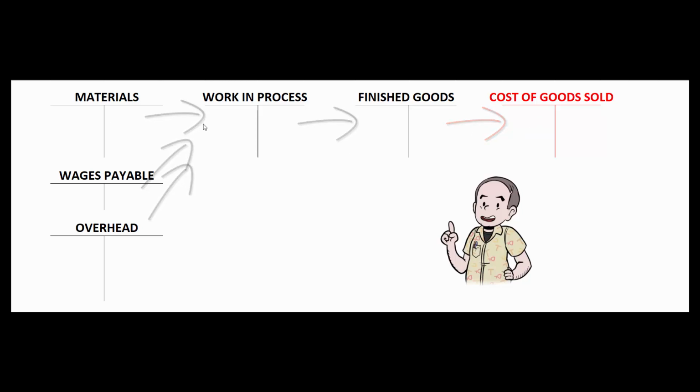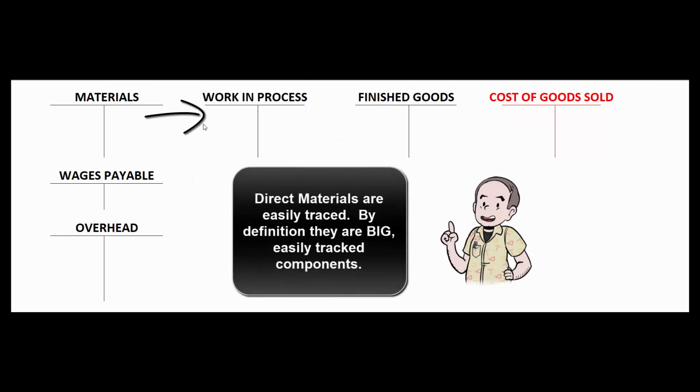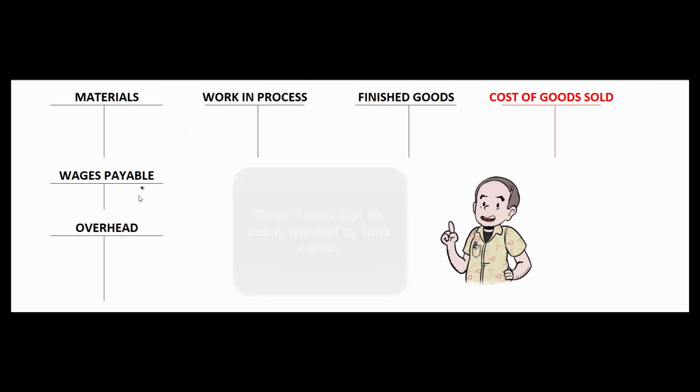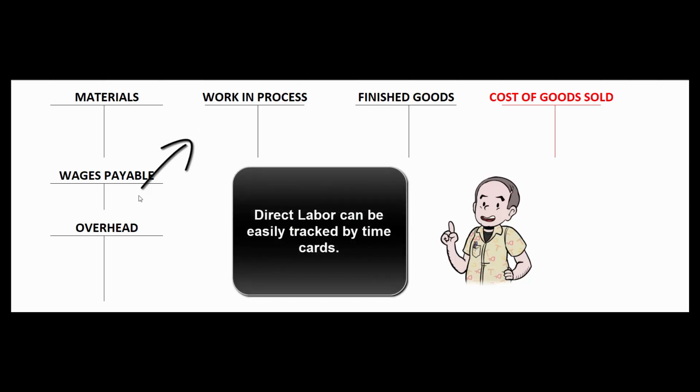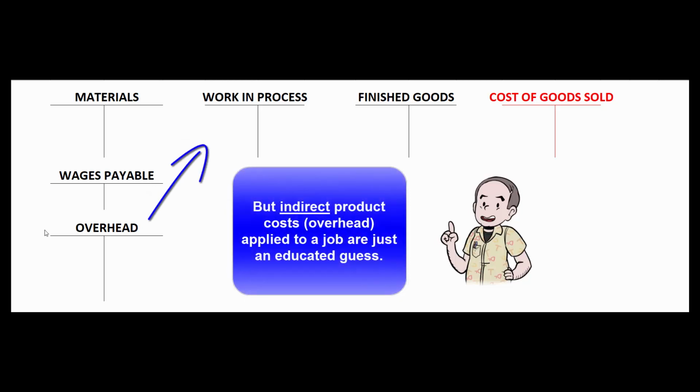It's easy to track materials because those are big pieces that are easily traceable to our final product. It's easy to track wages because we can look at our time cards of our workers and figure out what job they worked on. The challenge is this guess: how much overhead, how much indirect costs get applied to each job?